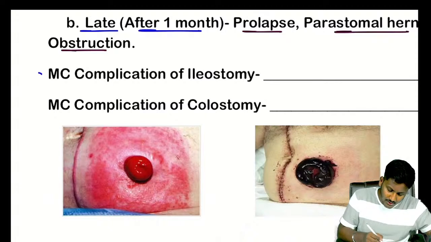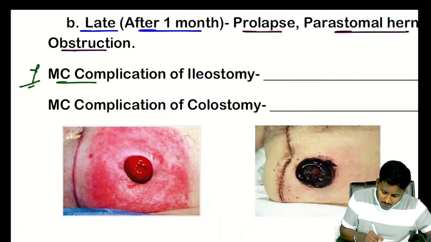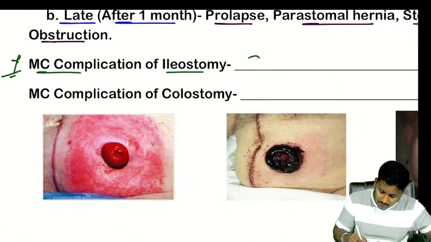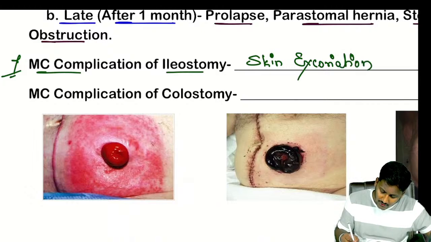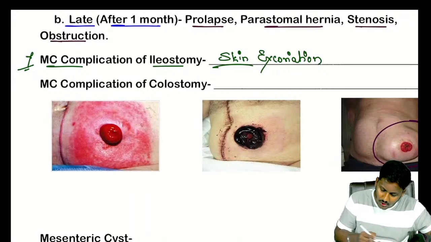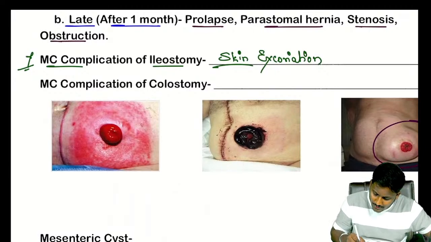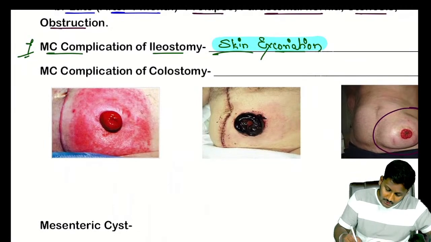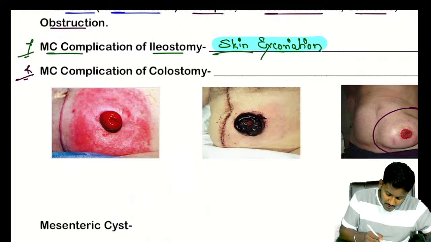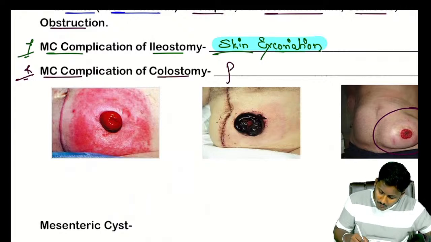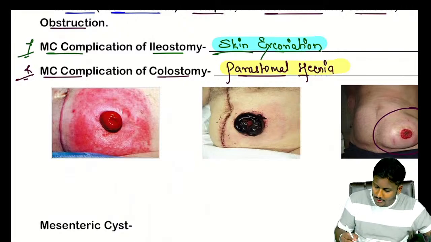If they ask you which is the most common complication of an ileostomy, the most common complication of an ileostomy is nothing else but skin excoriation. Remember, the most common complication of an ileostomy is skin excoriation. Reason: we know in ileostomy there is a lot of fluid effluent, and that fluid will come in contact with the surrounding skin, and that is the reason this patient may have skin excoriation. Whereas if they ask you what is the most common complication of a colostomy, the most common complication of a colostomy is going to be a parastomal hernia. The most common complication of a colostomy is going to be a parastomal hernia. Hopefully clear to all of you.